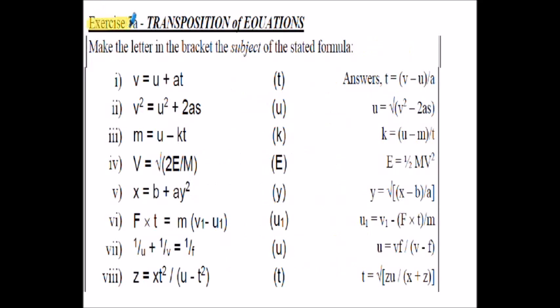there. Exercise 7a relates to transposition of equations. We're given 8 questions here on the left hand side to solve. You've got to transpose for the variable in the bracket, and the answers are given on the right hand side here for the final transpose form. I would encourage you to stop this presentation for a few moments and have an attempt at these before reviewing these solutions on the following slide.